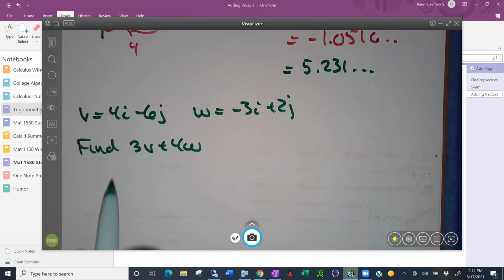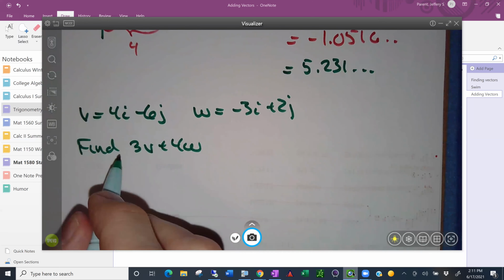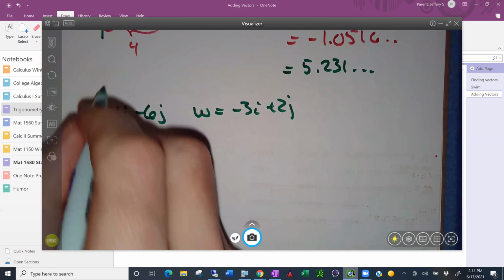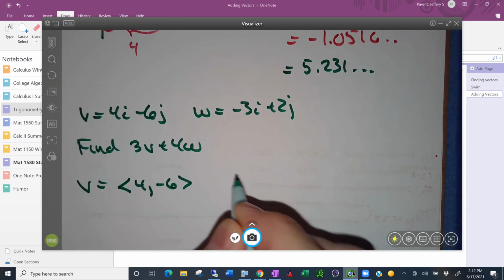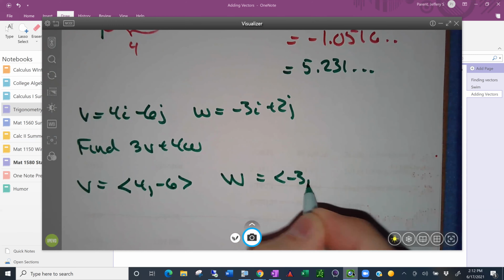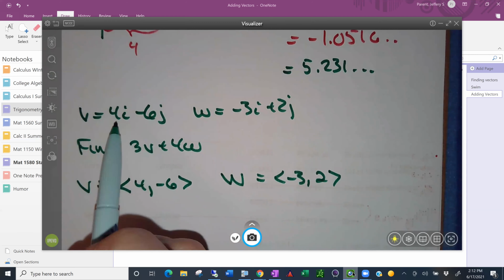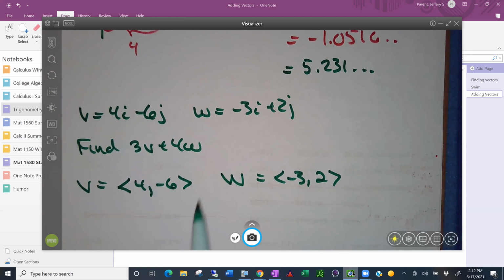So I'm going to rewrite this in different notation. I'm going to write that as v equals 4 comma -6, and w is -3 comma 2. And that's ultimately what this represents, because that's 4 times the vector 1, 0, and that's -6 times the vector 0, 1. If you add those together, you get this. They're convenient notations either way.